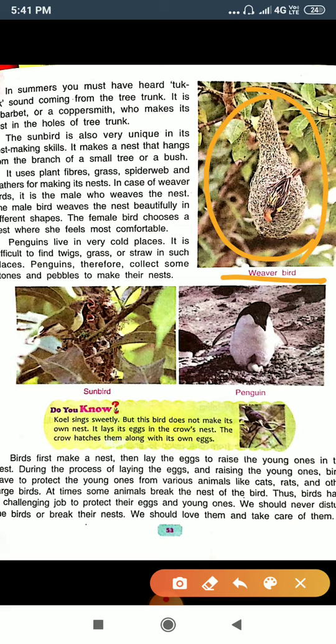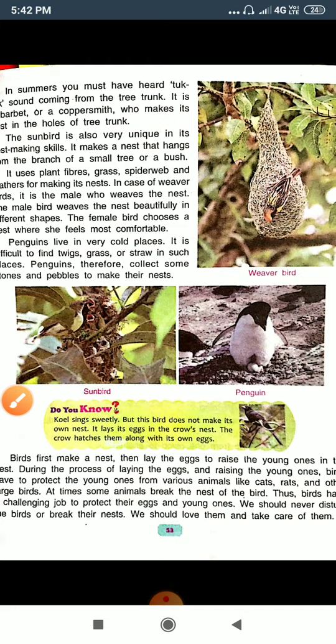In the weaver birds, the male weaves the nest. The male weaver bird weaves the nest very beautifully in different shapes. And do you know, the female bird chooses a nest where she feels most comfortable? So this is the special thing about the weaver bird.